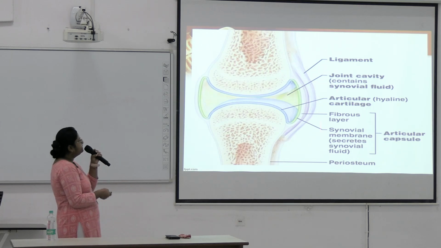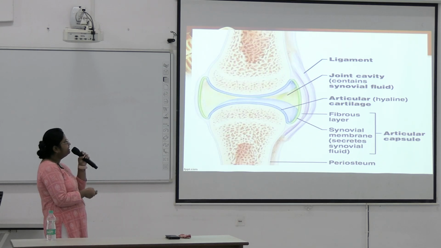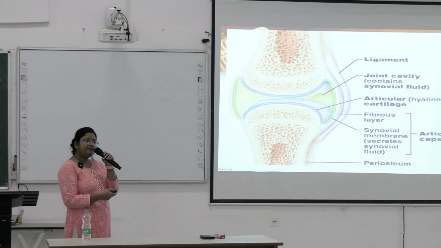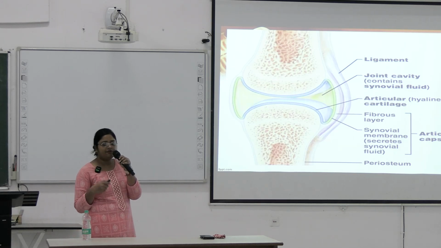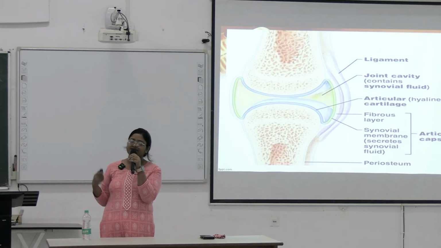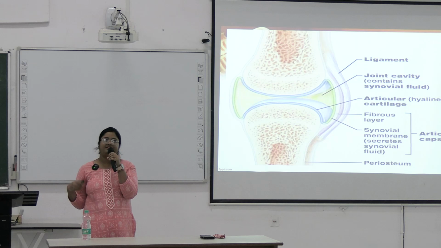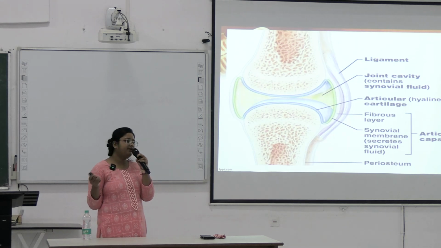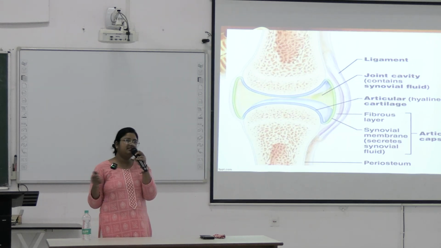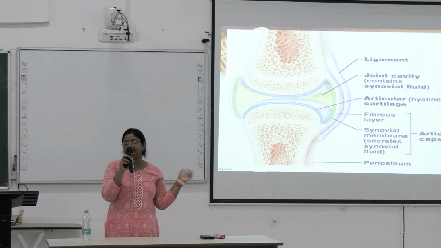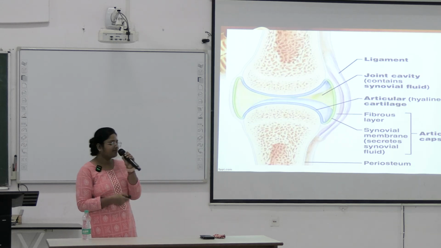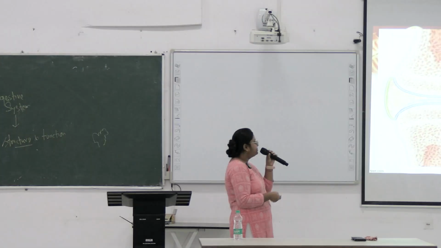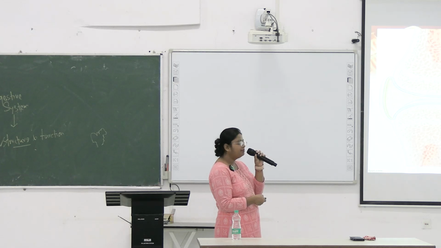Okay, and these are the ligaments. Ligaments are lying outside the articular capsule. Two types of ligaments are present: true ligament and false ligament. They strengthen the joint and help in restriction of any unwanted movements in the joint. And this is periosteum, the outer covering of the bone.